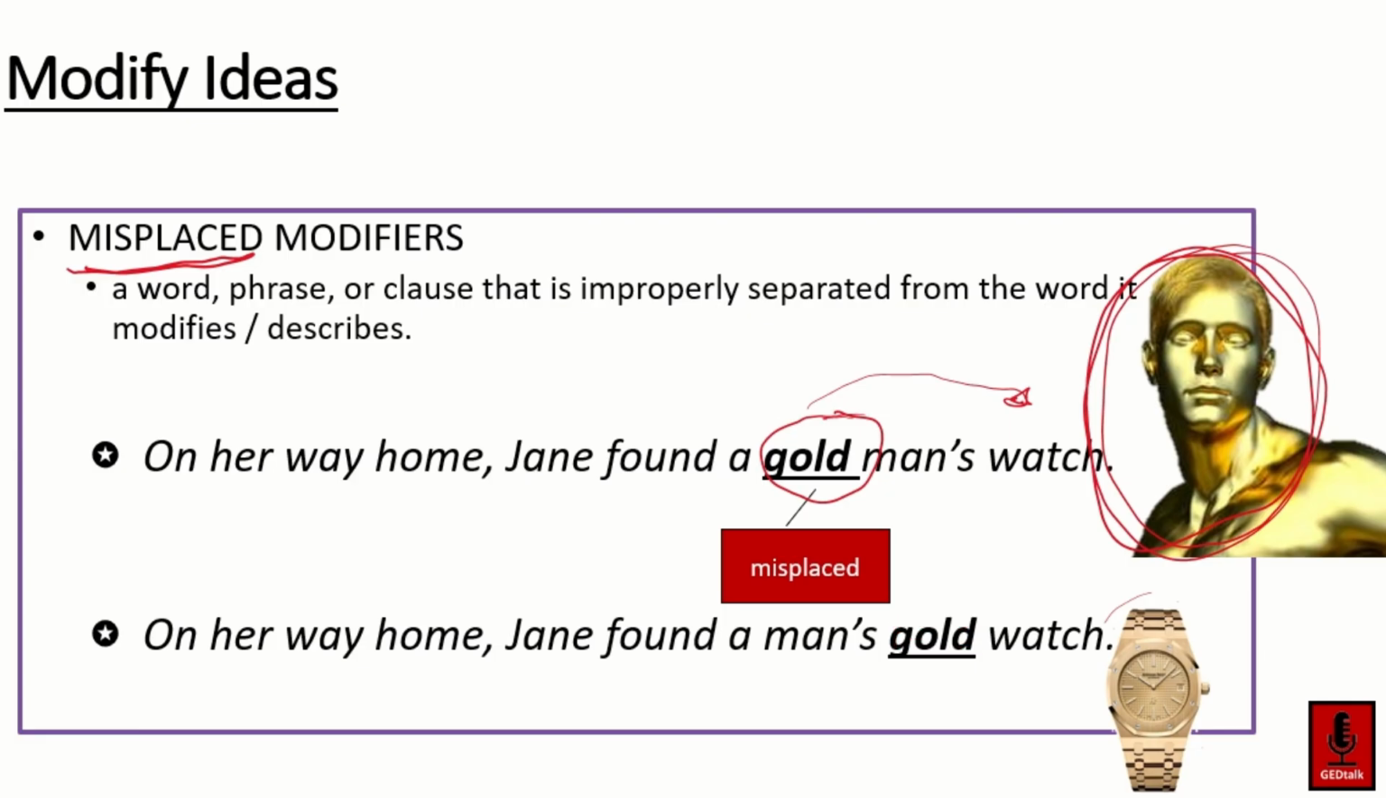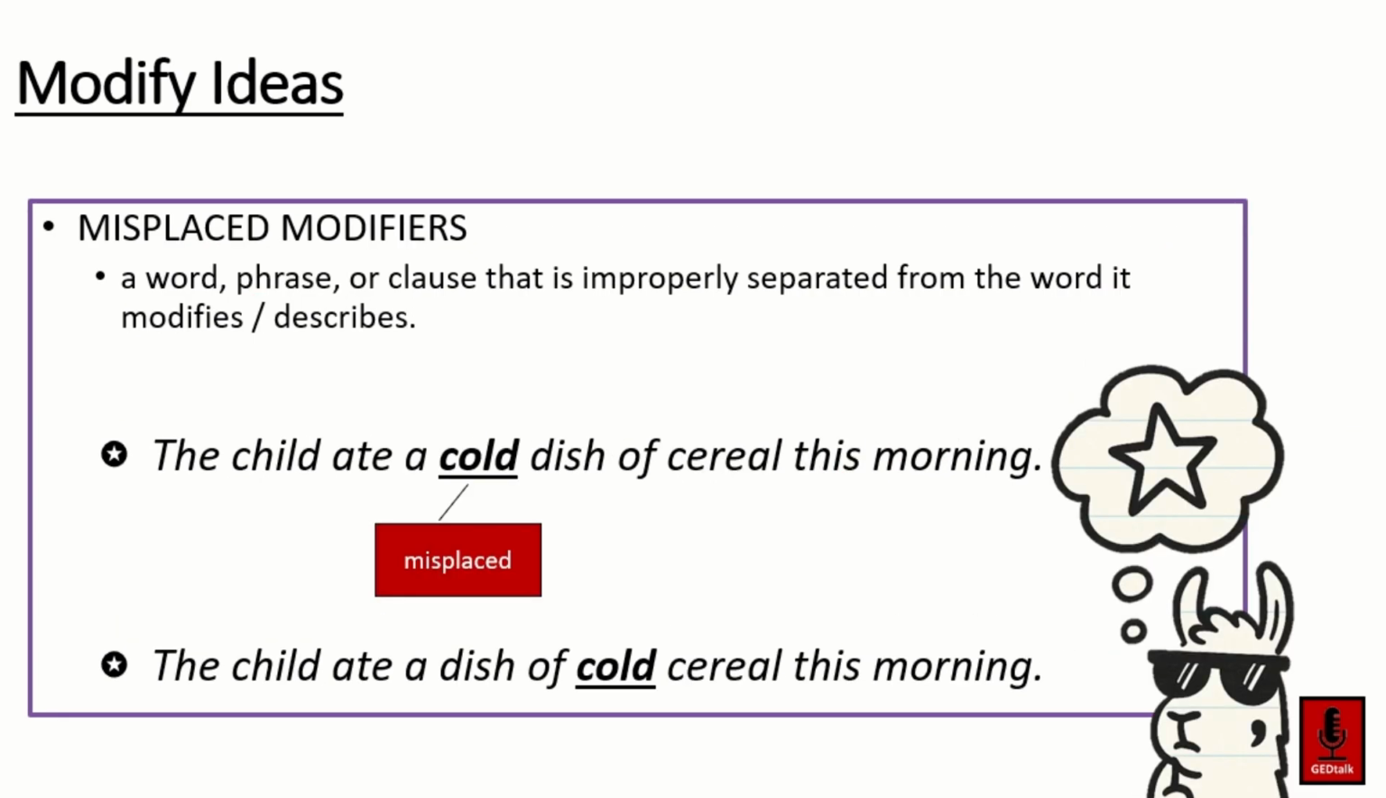But when we add modifiers, it's giving more information to the reader. So here's another example of a misplaced modifier. Once again, we see an adjective. The child ate a cold dish of cereal this morning. Okay, well, cold is right next to the word dish. So our reader is going to misinterpret that this child is sitting there eating a cold dish. Like somebody took a dish out of the freezer and said, here you go, child, here's a cold dish. And then, of course, we see of cereal this morning.